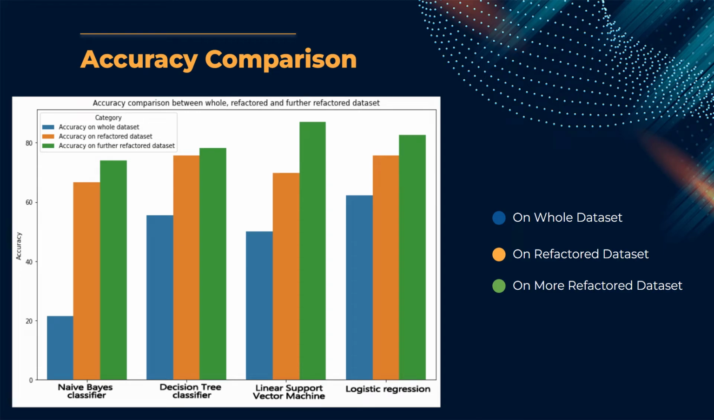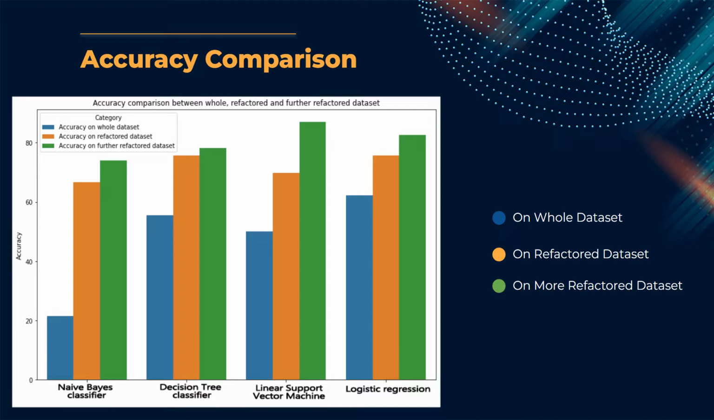After training and evaluating the models with the entire dataset, the accuracy for the naive-Bayes classifier was 21.42%, the decision tree classifier was 58.67%, the linear support vector machine was 50%, and logistic regression was 62.24%.